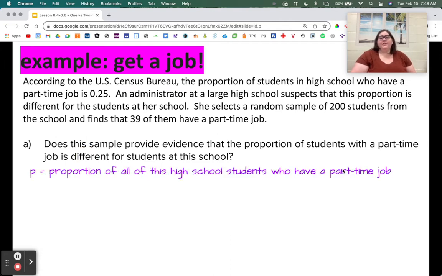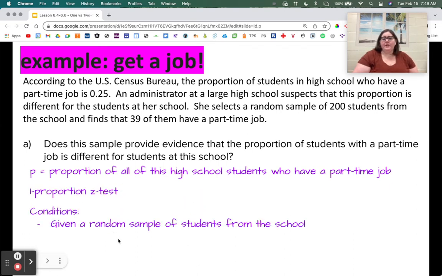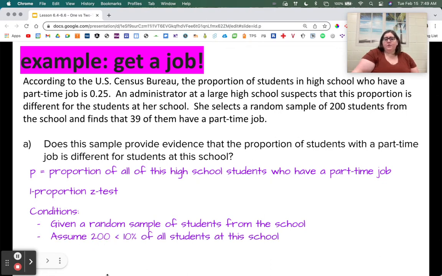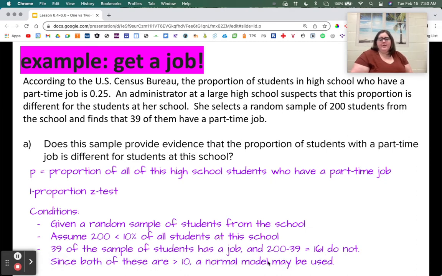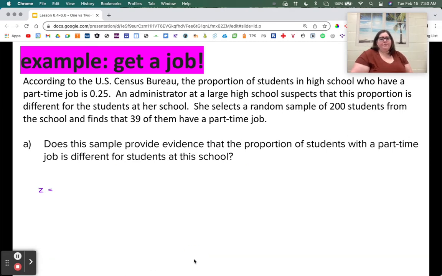If p is the proportion of all students at this high school who have a part-time job, because that's what she's interested in finding out about, we're going to do a one proportion z-test. We check our conditions. I'm going to go through this quickly. Given a random sample of students from the school, assume 200 is less than 10% of all students at the school. 39 of the sample have a job, so that would be np, and 200 minus 39 would be 161 who don't have a job, so that would be nq. Both of those are bigger than 10, so we can use a normal model.